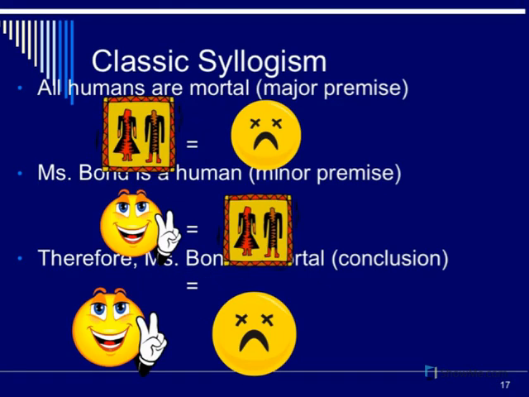The classic syllogism is very simple and hopefully will help you understand this concept. In the classic syllogism, or this formula, the major premise here is that all humans are mortal.